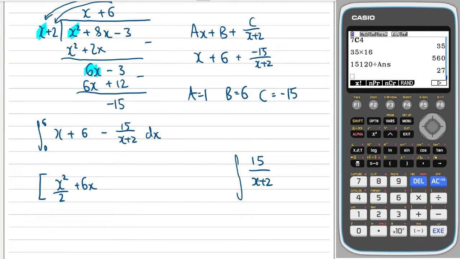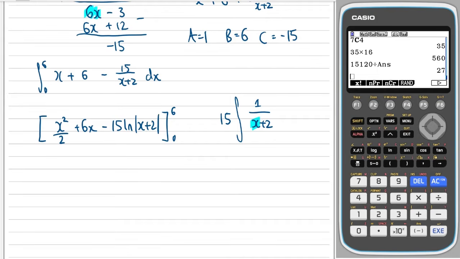So what I want is I want the numerator to be the derivative of the denominator. And the derivative of x plus 2 is just 1. So ideally I want 1 to be on the top. So I can take out a factor of 15, and that will give me this. And now that the numerator is the derivative of the denominator, then the integral of that is just ln of the denominator. But there are minus 15 of them, so it's minus 15 ln x plus 2 between 6 and 0.